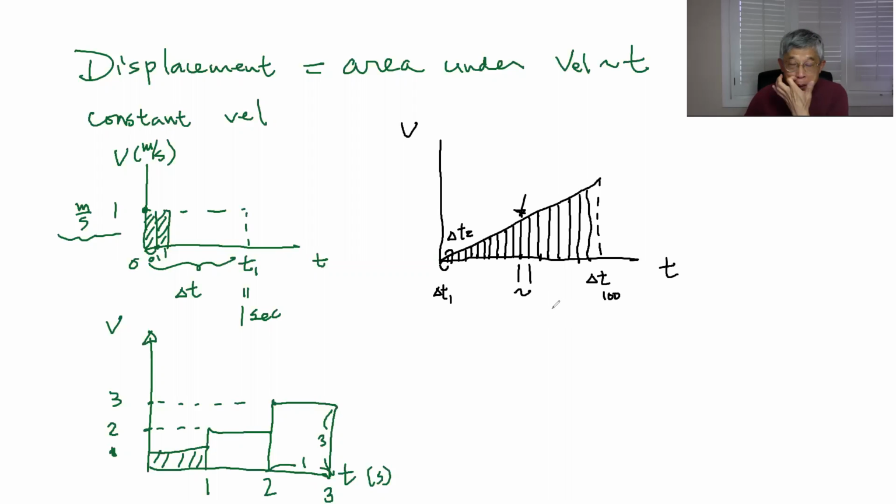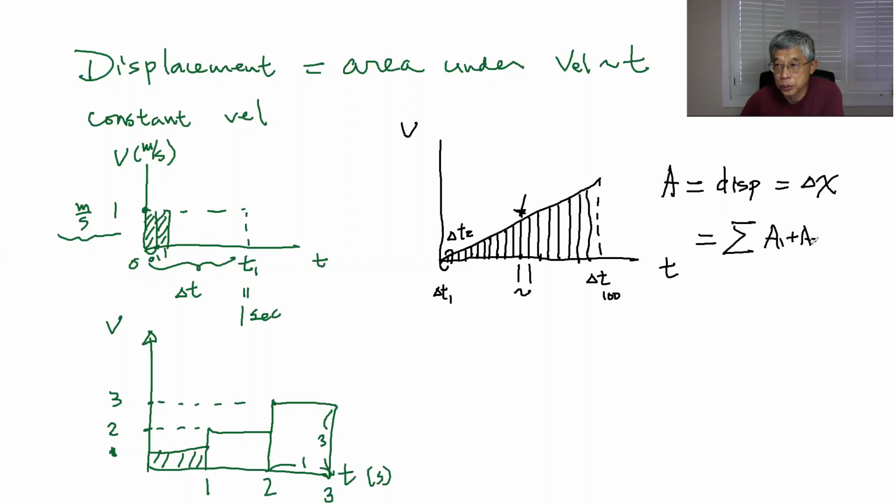So the displacement is going to be the area again. This area is the displacement, which we call delta x, and that's equal to the summation of all the rectangles: A1 plus A2, and so on, up to A100. You add them all together.